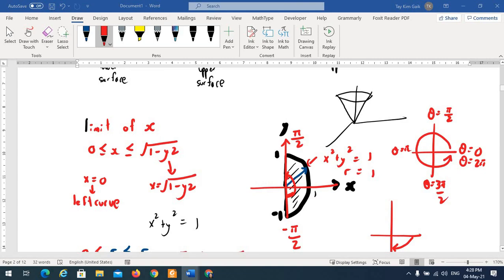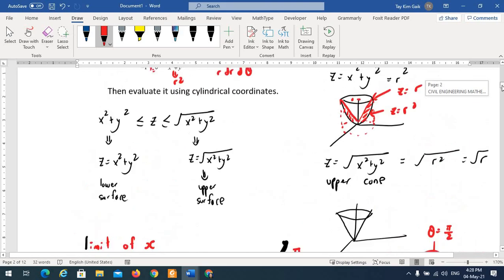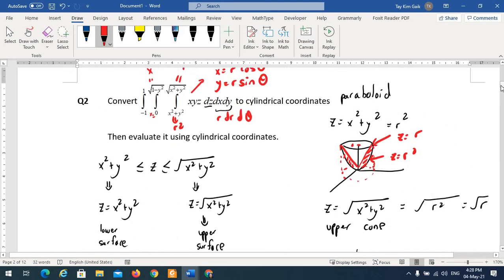Before I proceed, do you have any question here on how to determine the r, the theta, and how to convert? Cartesian to cylindrical: z is maintained, dx dy changes to r dr d theta, x squared plus y squared changes to r squared, square root of x squared plus y squared becomes r, x changes to r cos theta, y changes to r sin theta.